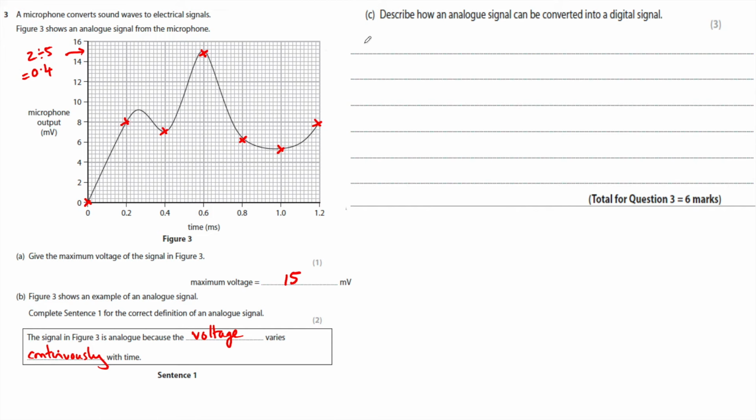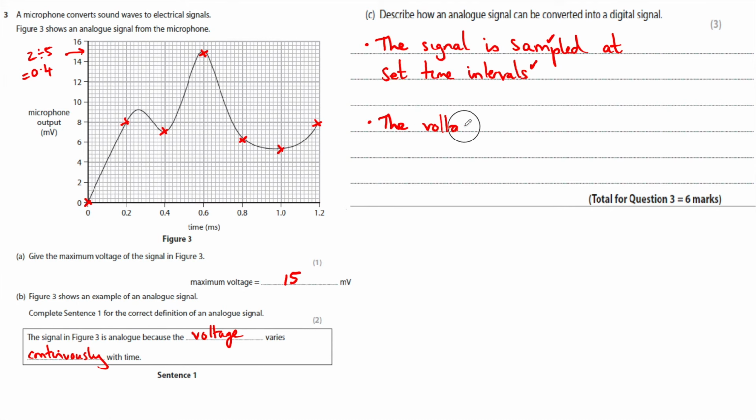So this is what I would say. The signal is sampled at set time intervals. The voltage is then converted into a binary digital code, which is a digital signal.